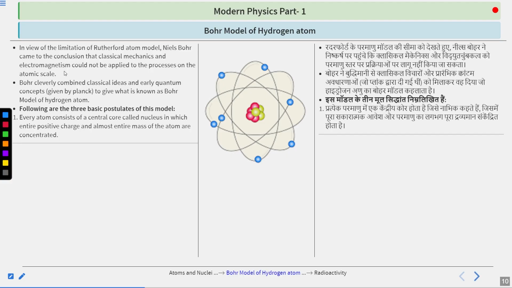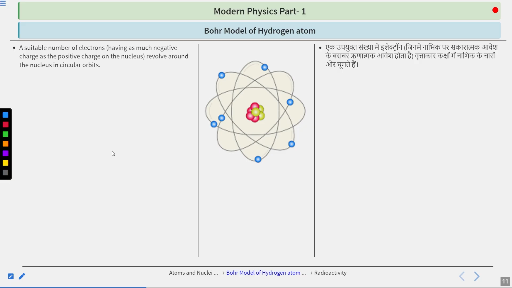First, every atom consists of a central core which we call the nucleus, in which the entire positive charge and almost the entire mass of the atom are concentrated. So the previous idea of the Rutherford model is being carried forward here. Central core, where the entire positive charge is and the entire mass is. Previously a similar thing was stated.